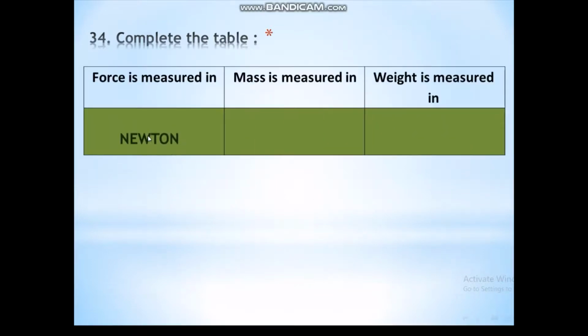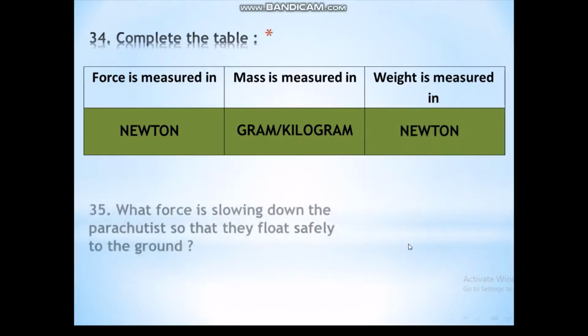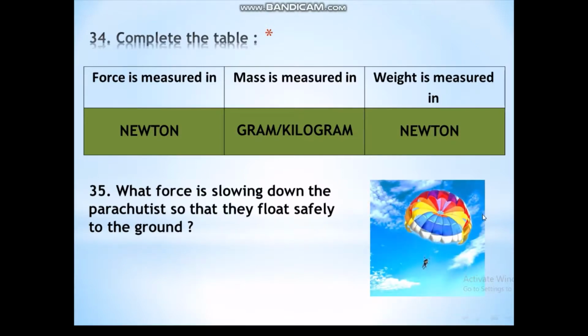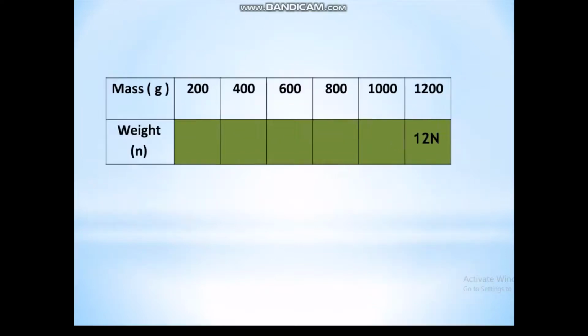Question 34. Complete the table. Force is measured in Newton. Mass is measured in kilograms or grams. Weight is measured in Newton as well. Question 35. What force is slowing down the parachutist so that she floats safely to the ground? The force that is slowing down the parachutist is air resistance.